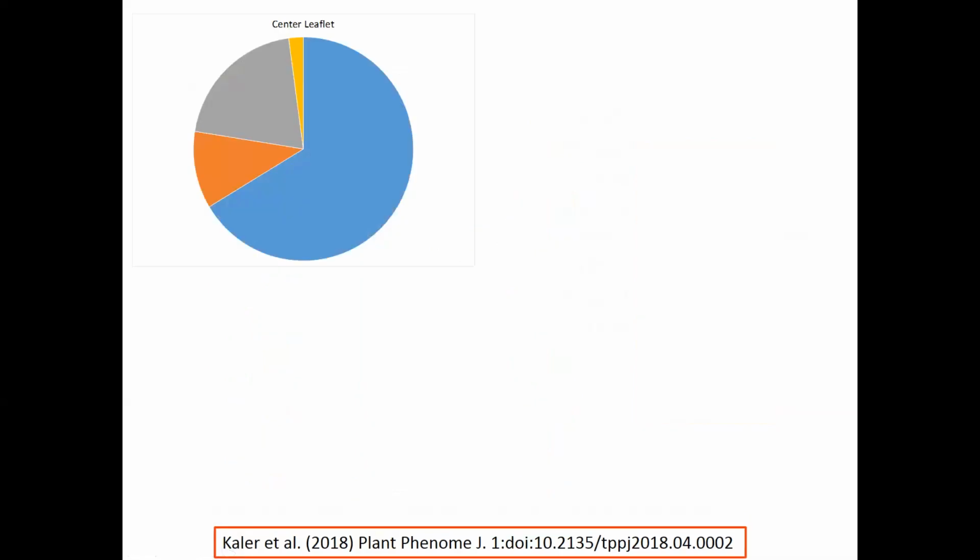This is looking at the analysis of variance, the sums of squares, in this case, from the center leaflet. In our analysis of variance, we found that 66% of the sums of squares were explained by the genotype effect, 11% of the sums of squares by the environment effect, and the G by E explained 20%. This small little wedge up here at the top with the orange color was due to the rep. The stars indicate significance, and the NS, of course, signifies non-significance. So that's the center leaflet.